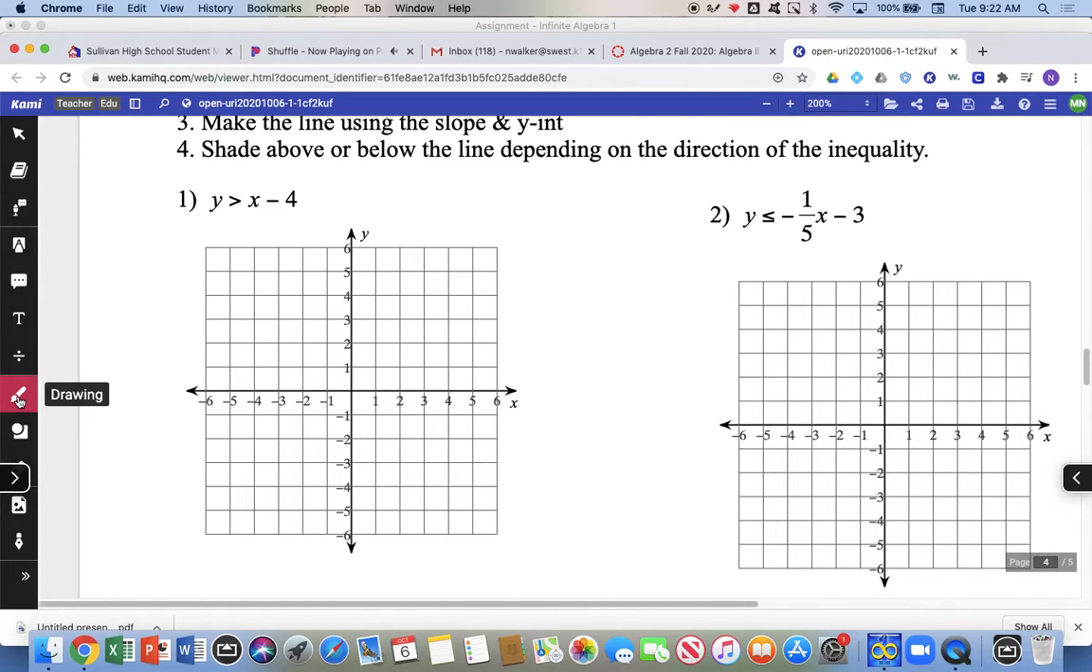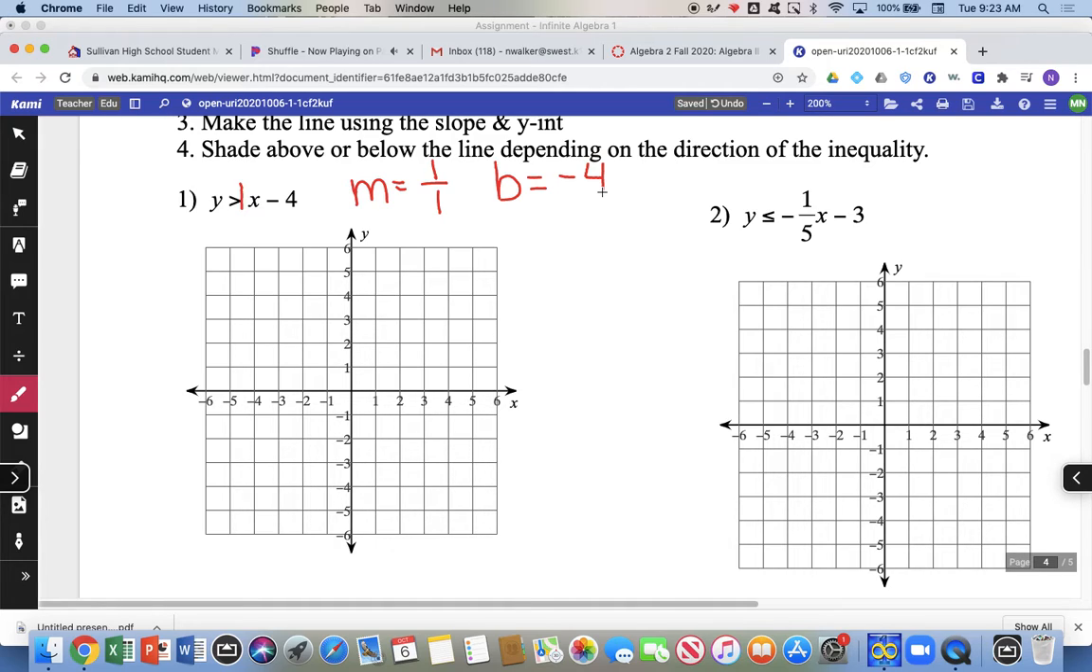The first thing I'm going to ask you is, what's the slope? All right, the slope is a positive 1, and I'm just going to write 1 over 1, because we can put a 1 there, we just never write it. Now, what's our y-intercept? What's our b value? Negative 4. So we have our slope and we have our y-intercept.